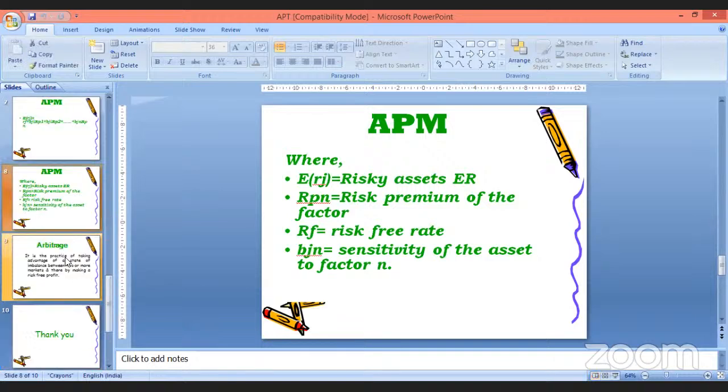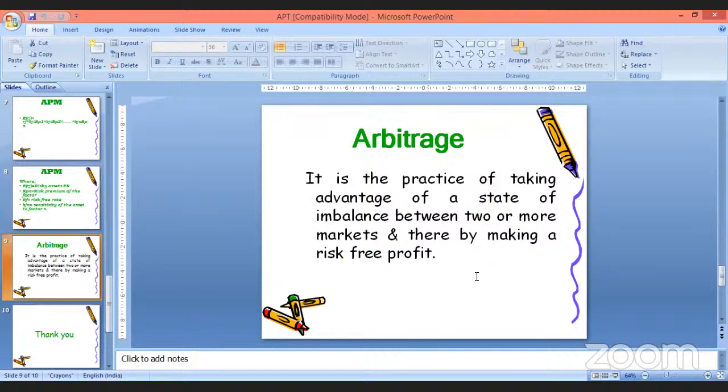Yes. Did you understand? So this arbitrage pricing theory is considering arbitrage. What is arbitrage? Do you know? It is the practice of taking advantage of a state of imbalance between 2 or more markets and thereby making a risk-free profit. Let's say USA is one market, India is another market. In USA the inflation rate is there.